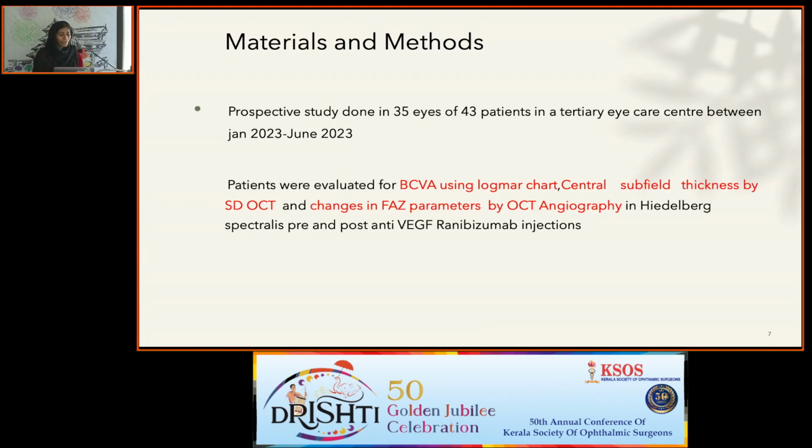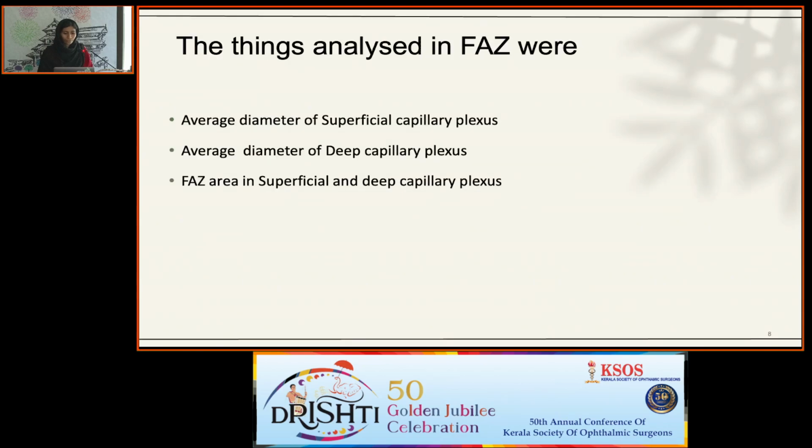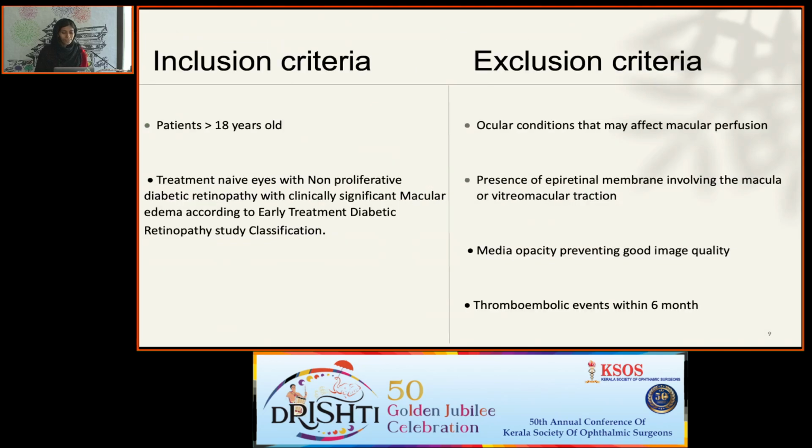It is done in 35 eyes of 43 patients in a tertiary eye care center between January to June 2023. The patients were evaluated for best corrected visual acuity using logMAR chart, central subfield thickness by spectral domain OCT, and changes in foveal avascular zone parameters by OCT angiography. The things analyzed in foveal avascular zone were the average diameter of superficial and deep capillary plexus and the foveal avascular zone area in superficial and deep capillary plexus.